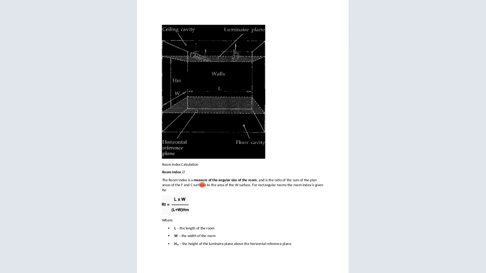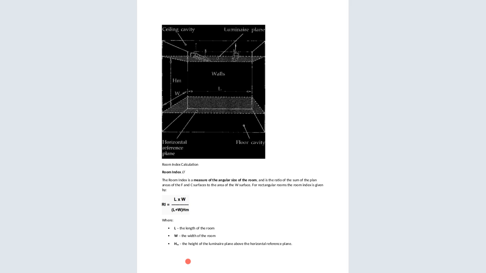It is the ratio of the sum of the plane areas of the floor and the ceiling surface to the area of the walls of the surface. So the rectangular room index is given by: room index is the length times width over length plus width times Hm, where Hm is the height of the room from the working plane. So this is a very important formula in calculating the room index.